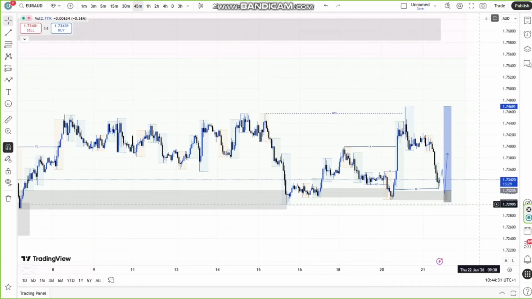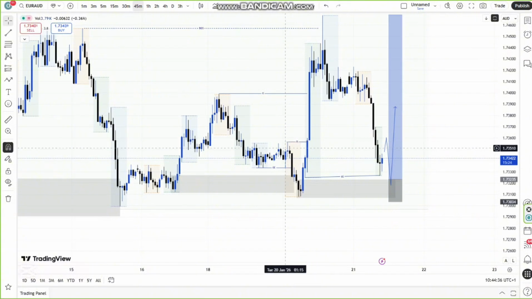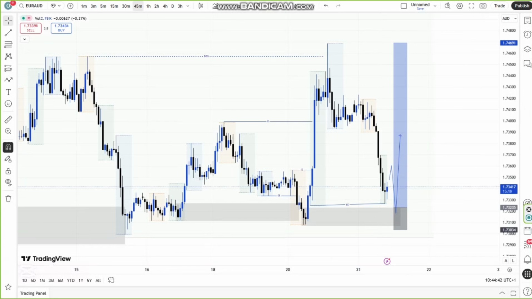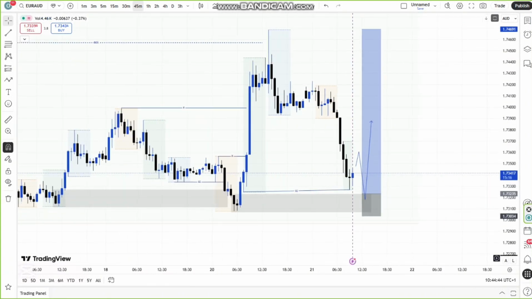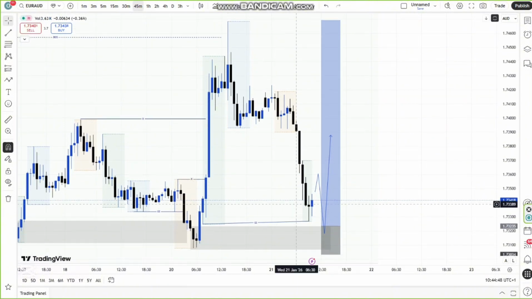a Euro AUD, right? So price has given us this liquidity sweep, this internal break of structure, this break of structure here, and then this external break of structure. And then price was already coming close to this zone, but I was waiting for a liquidity to be engineered, because if there is no liquidity, you become the liquidity. So now what can we see here?